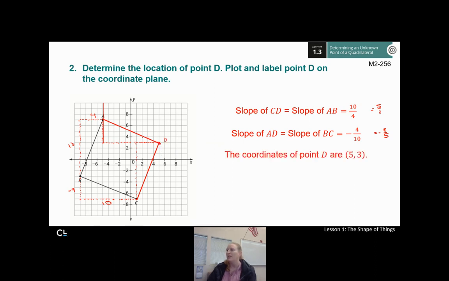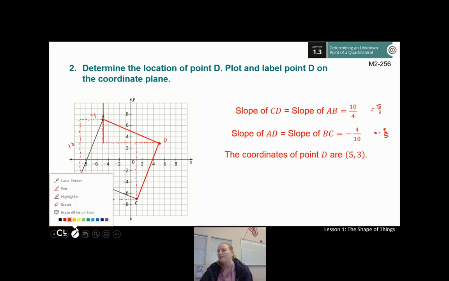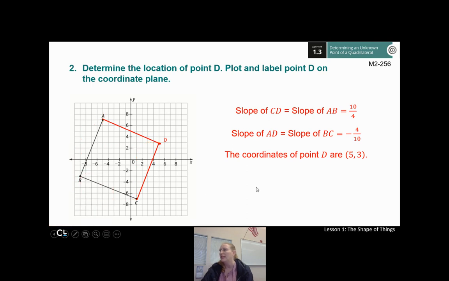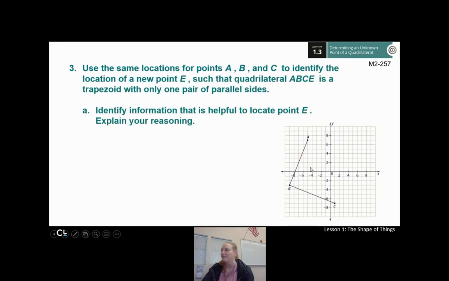And it looks like the coordinates, I had to go right 5 and up 3. So the coordinates of point D are 5, 3. And of course, I can erase all of that stuff and make it prettier. Now it's all pretty. That's why I like to use a pencil. Erase it, make it prettier.